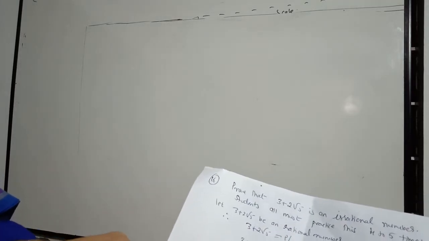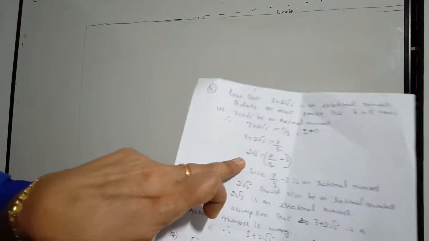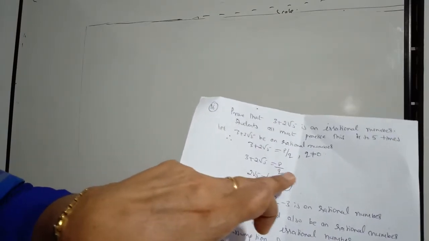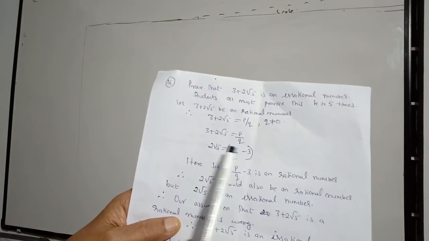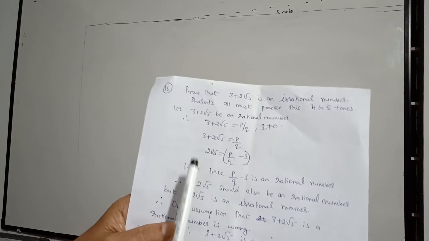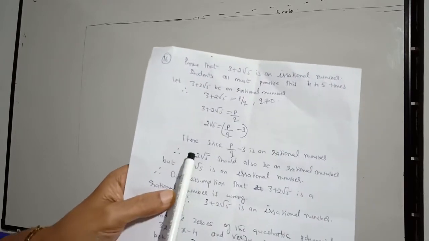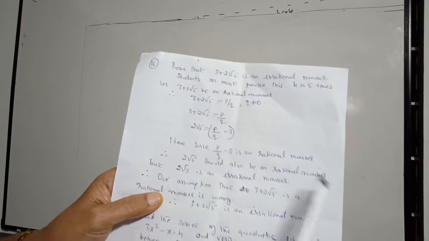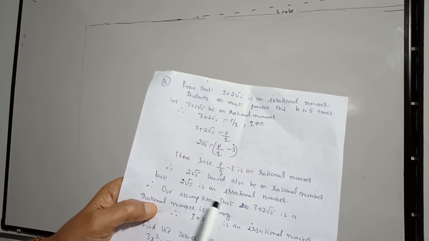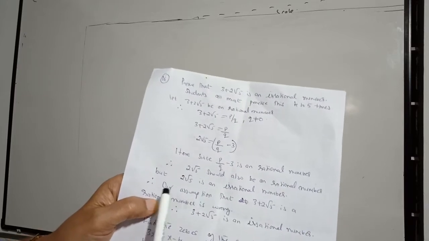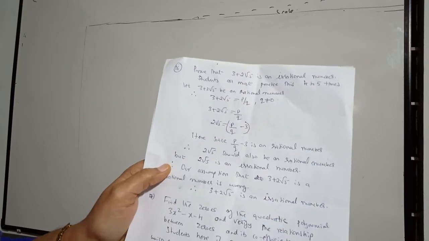2 root 5, keep it one side, and then this 3 is shifted here. 2 root 5 is equal to p by q minus 3. Now this is RHS, LHS. On the LHS, there is no root sign. So this is a rational number. Since p by q minus 3 is a rational number, therefore 2 root 5 should also be a rational number. But 2 root 5 is an irrational number. Our assumption that 3 plus 2 root 5 is a rational number is wrong. Therefore 3 plus 2 root 5 is an irrational number.